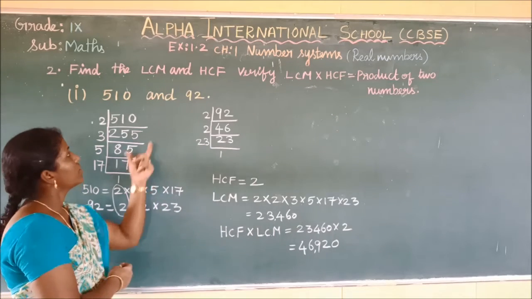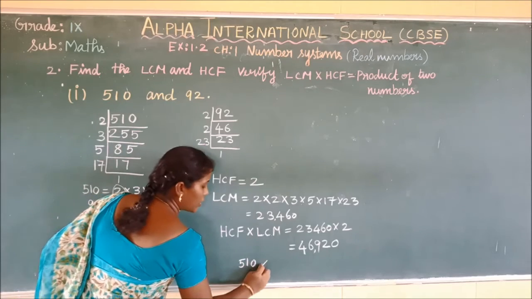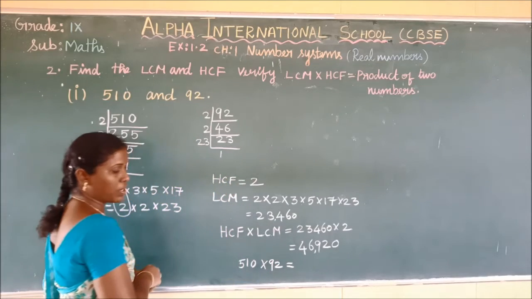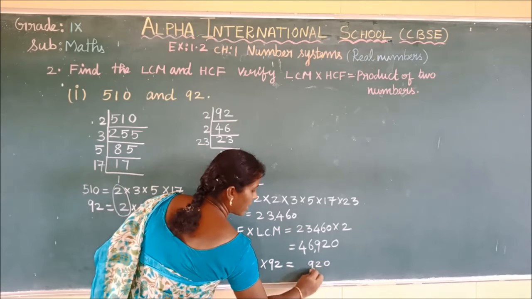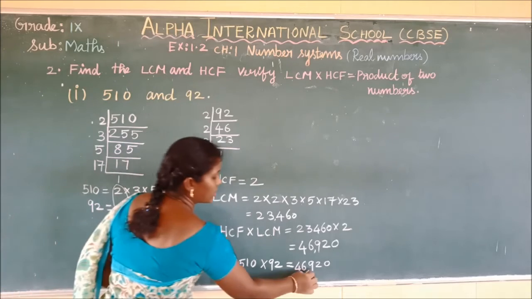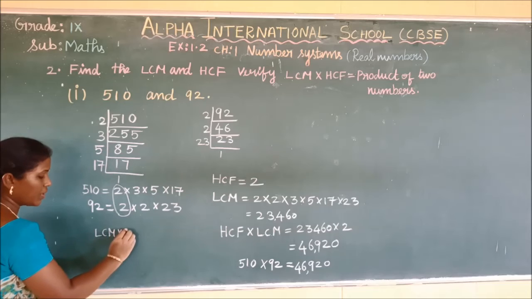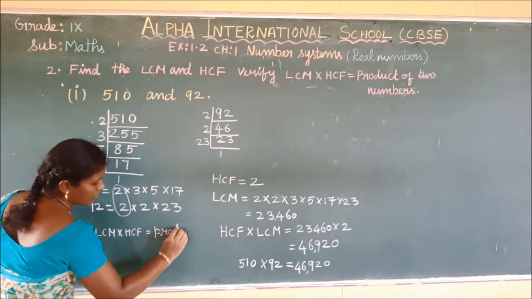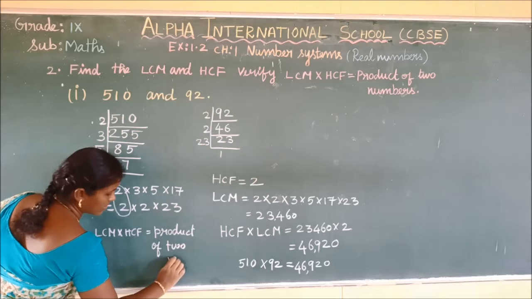Okay, now find the product of the given two numbers. What are the two numbers? 510 into 92. Again, if I multiply these two given numbers, the answer is 46,920. See, we are getting the same number. Thus, what we can conclude? LCM into HCF is equal to the product of the given two numbers.